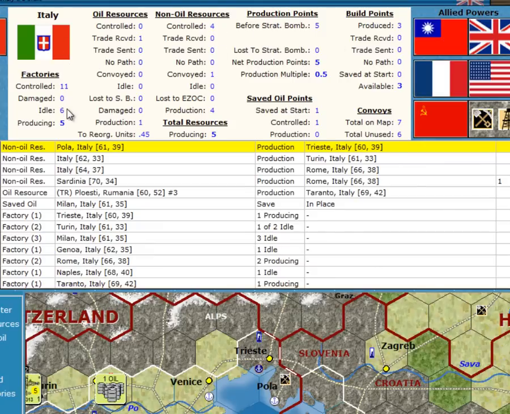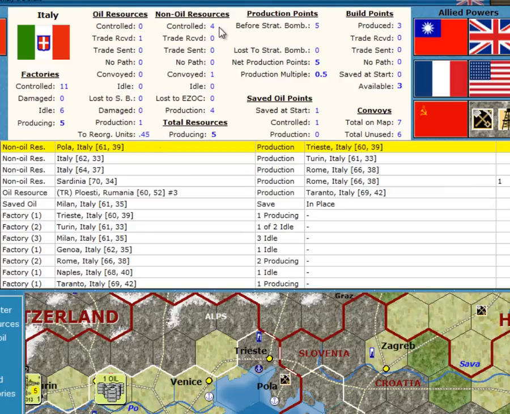Italy has 11 controlled factories, 6 of them are idle, 5 of them are producing. On their oil resources, they're getting 1 in trade, and they're using 1 in production. If they want to reorganize units, it's going to cost them less than half of an oil point. If you spend less than half, then you don't spend any at all. But if you spend 0.50, then an oil point is consumed.